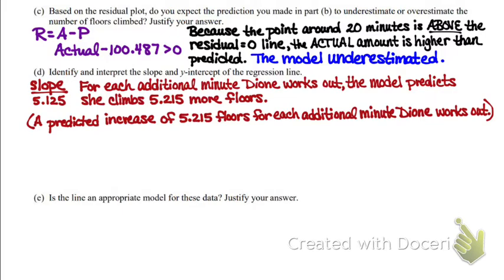So when we're thinking about our two variables, what's our explanatory variable? What's our response variable? What's our x? What's our y? Explanatory variable is workout time, so that's our x. What's our response variable? Number of floors that she's climbed. That's our y. When you think about a y-intercept on a graph, think about that ordered pair. The ordered pair always has a 0 in one of those spots, right? For a y-intercept, which spot, the x or the y, is always going to be a 0?